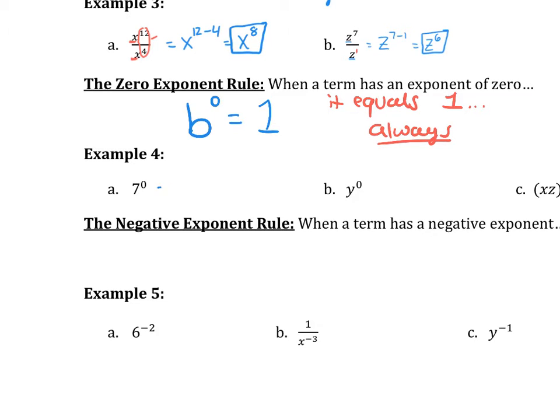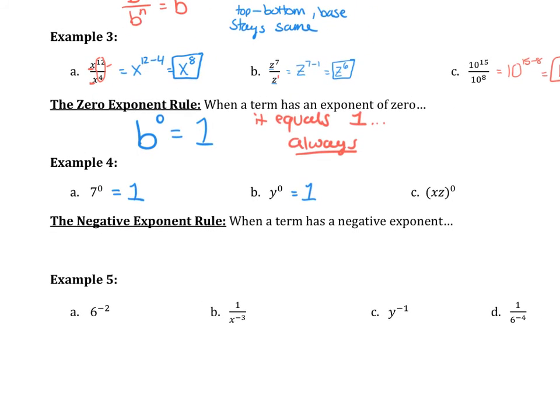So 7 to the 0 power equals 1. Y to the 0 power equals 1. X times z raised to the 0 power equals 1. Anything raised to the 0 power is equal to 1. So that should be an easy one. And notice it's not like y to the first power. That whole term, y to the 0 power, became a 1. The y is gone.